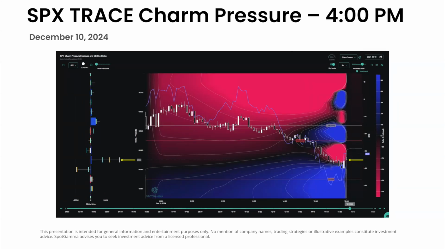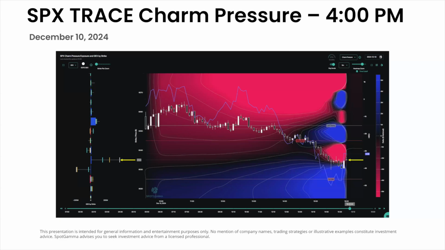SPX tested the 6045 volatility trigger several times and broke below that level around 2:50 p.m. Eastern Time and traded lower down to the 6035 pin target. SPX closed at 6034.91, right between the red selling pressure zone above and blue buying support zone below, shown in the final charm pressure heat map at 4 p.m.